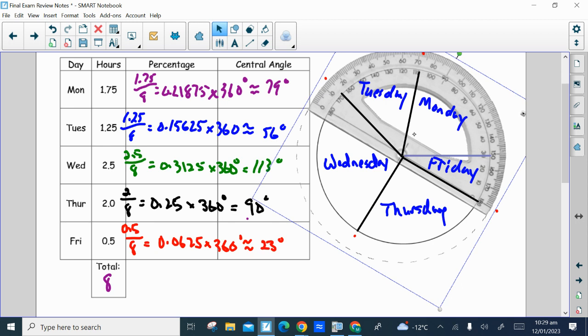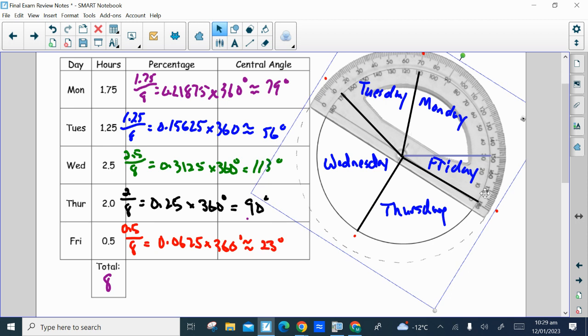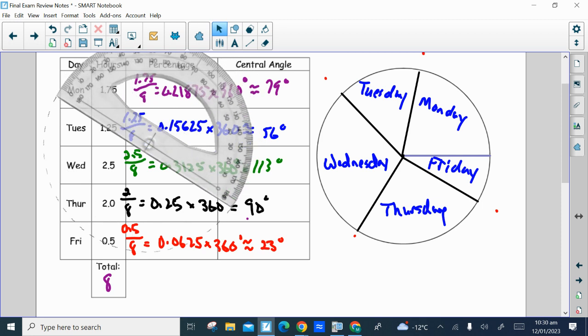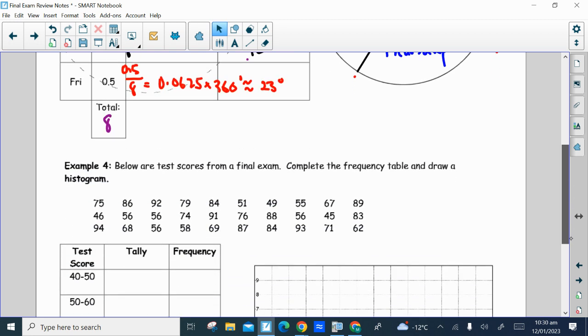So again, if you wanted to, you could check to make sure that it is around 23 degrees, and it's off a little bit, but we've been rounding as we go. Some of these angles have all been rounded, so it's going to be off a little bit. As long as it's only a little bit, then that's perfectly fine. Okay? So that's how you do circle graphs.